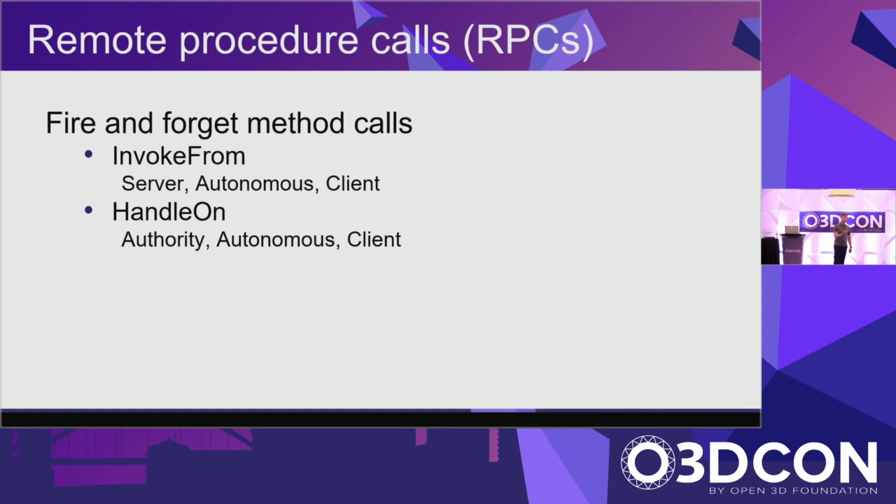So if you say handle on authority, that network message, that RPC will get forwarded to the server that has authority for that entity, and that's who's going to actually process that message for you. If you say handle on autonomous, it's going to go to just the player on the local client. Remember the client screen, they had the orange player. It's going to go only to that client, only to that entity, and that's who's going to process it. So for example, our corrections that we do for local prediction, those are server to autonomous remote procedure calls.